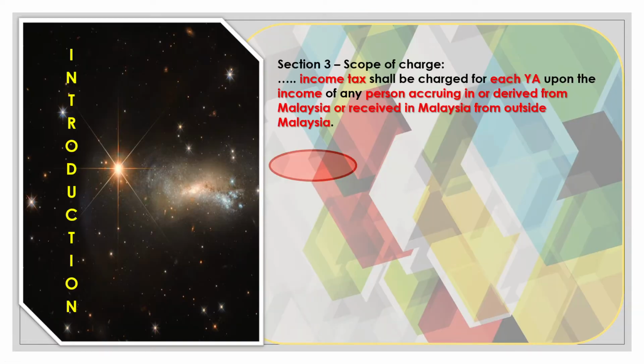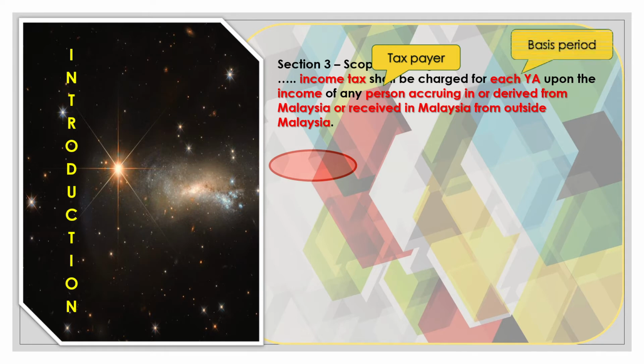Alright, as an introduction, we will go back to section 3, scope of charge. In the scope of charge, we actually emphasize 5 concepts. The first concept is a person. A person refers to the taxpayer. So in general, we emphasize 2 categories of taxpayer. One is the individual taxpayer and the second category is the corporate taxpayer.